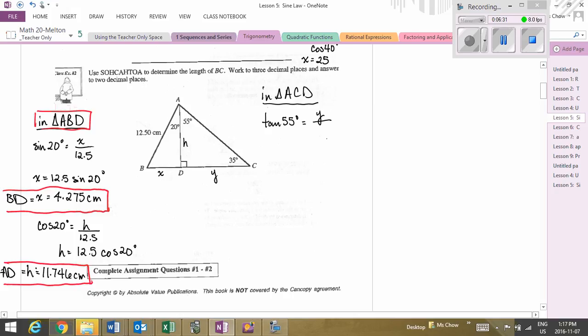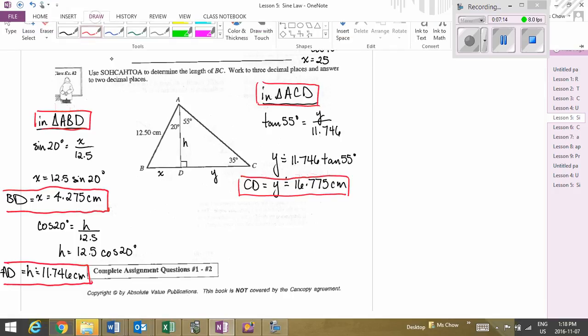Oftentimes the variable is just a little bit easier to solve for when it's in the numerator, so it's tan 55 equals y over h, and h is 11.746. And so then y will be approximately 11.746 multiplied by the tan of 55 degrees, and we can put that right into our calculators. And so y is approximately 16.775 centimeters, and y is of course the length of CD. So again, that is one of the lengths that we're looking for there.